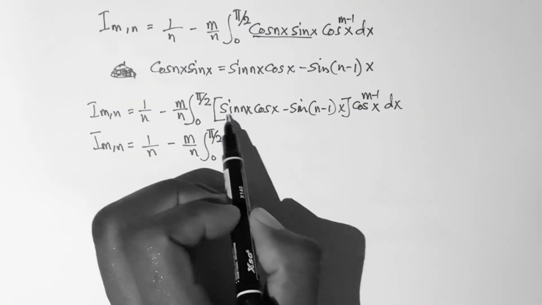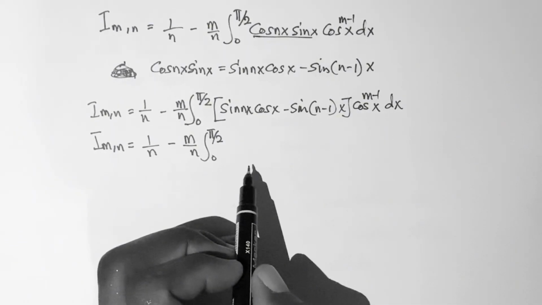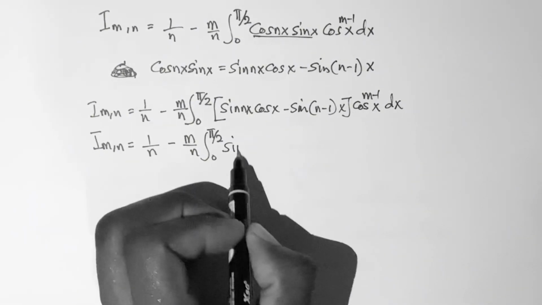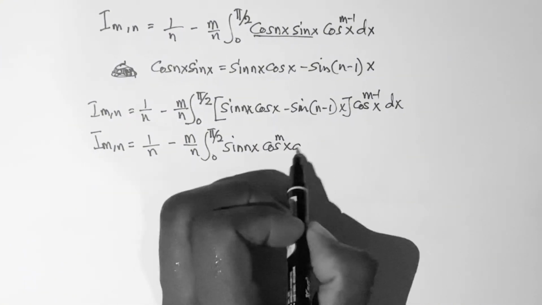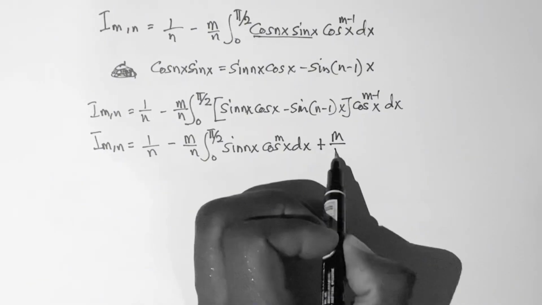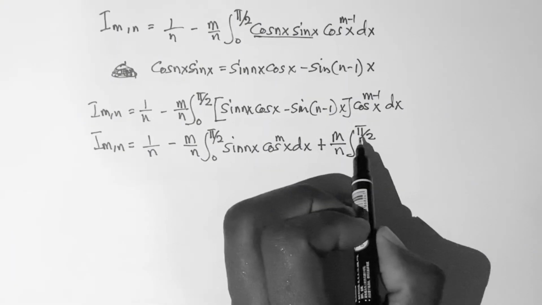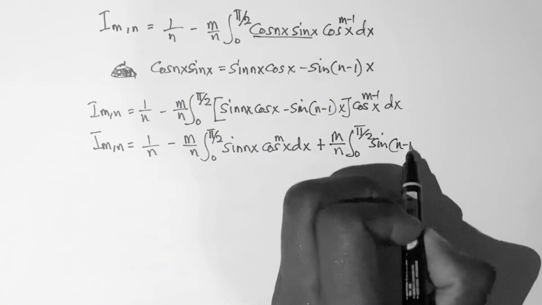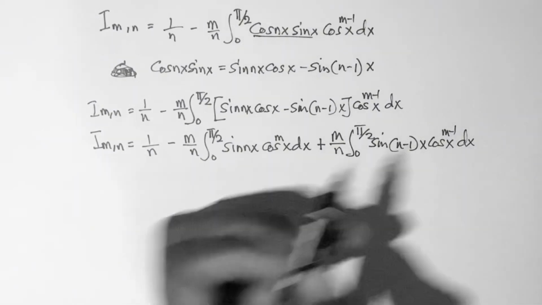So we see that here is sine nx cos x times cos x exponent n minus 1. So if we do that, here's cos x. If you multiply this, we're only going to be left with sine nx and then cos x exponent m dx. And then minus will make here plus m over n, integral of 0 to pi on 2. Then we are going to have sine into bracket n minus 1 x, then cos x exponent n minus 1 dx.